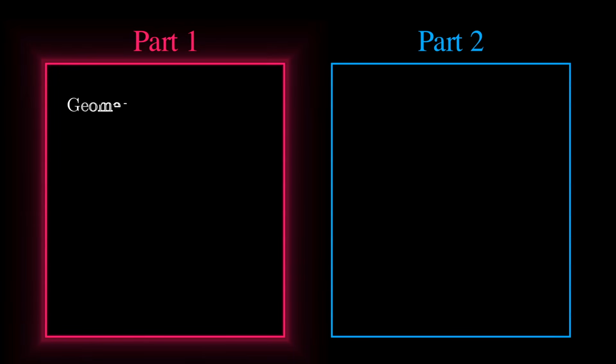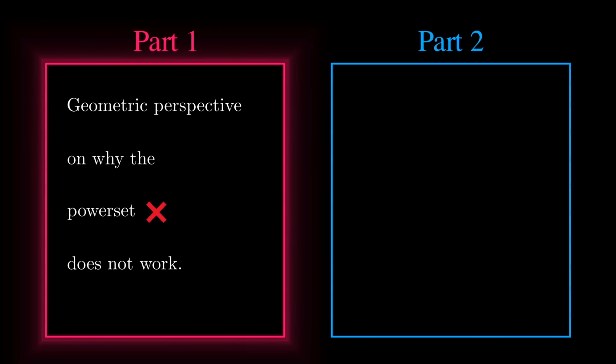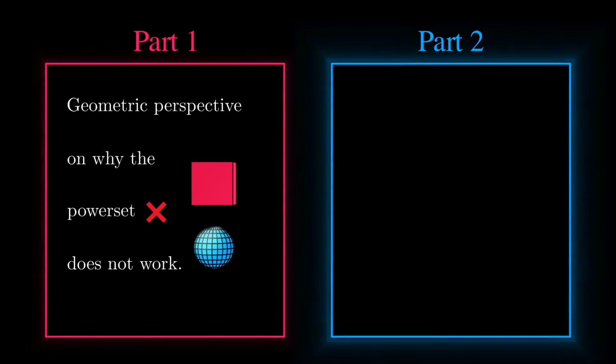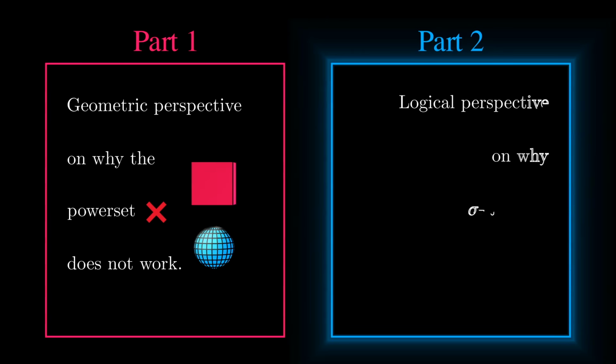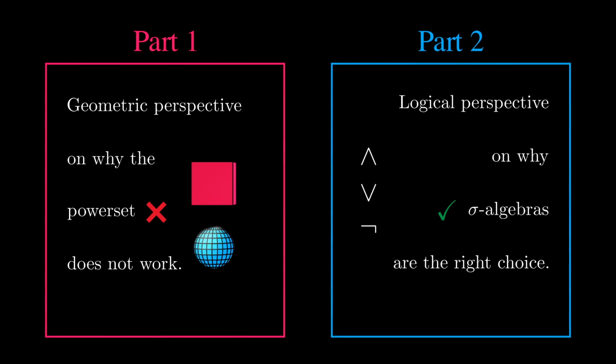That's exactly what we're going to answer in this video, which is divided into two parts. First, we'll take a geometric perspective and see why using the power set doesn't always work, such that we need a different structure, and this will involve many big and small cubes and a few spheres. Second, we'll build an intuitive understanding of why sigma algebras are the right structure to work with in probability theory, and since we approach this part from the perspective of logic, this will involve a few foundational logical operations.